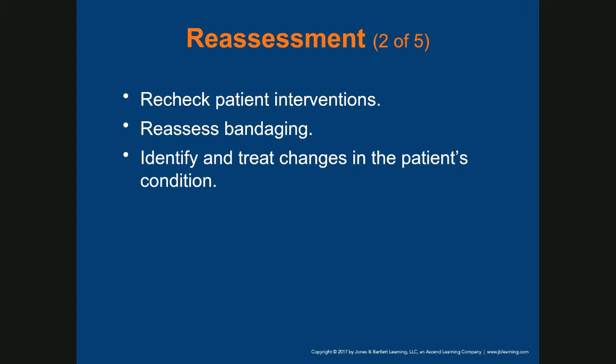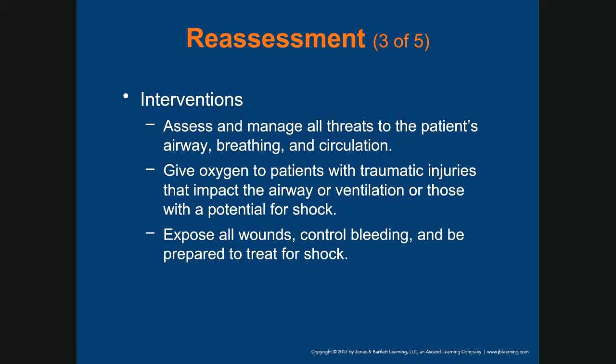If the patient is critical, we reassess every 5 minutes. If the patient is stable, reassess every 15. Right? So we're looking at our interventions. Assess and manage all threats to the patient's airway, breathing, and circulation. Give oxygen to patients with traumatic injuries that impact the airway or ventilation, or those with a potential for shock. Expose all wounds, control bleeding, and be prepared to treat for shock.